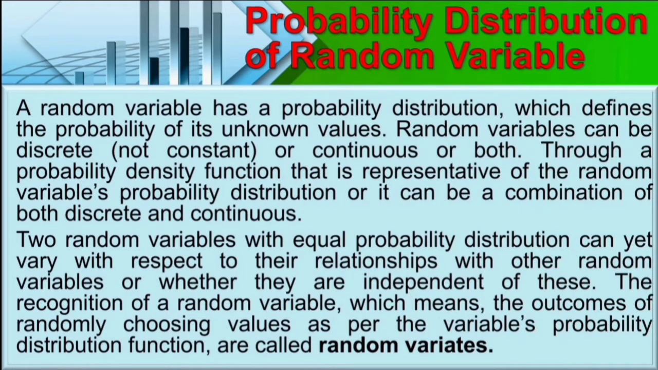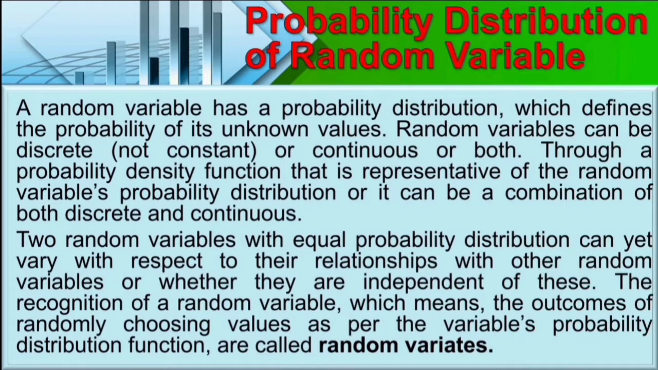Probability distribution of random variables. A random variable has a probability distribution which defines the probability of its unknown values. Random variables can be discrete or not constant, or continuous, or both, through a probability density function that is representative of the random variable's probability distribution, or it can be a combination of both discrete and continuous.